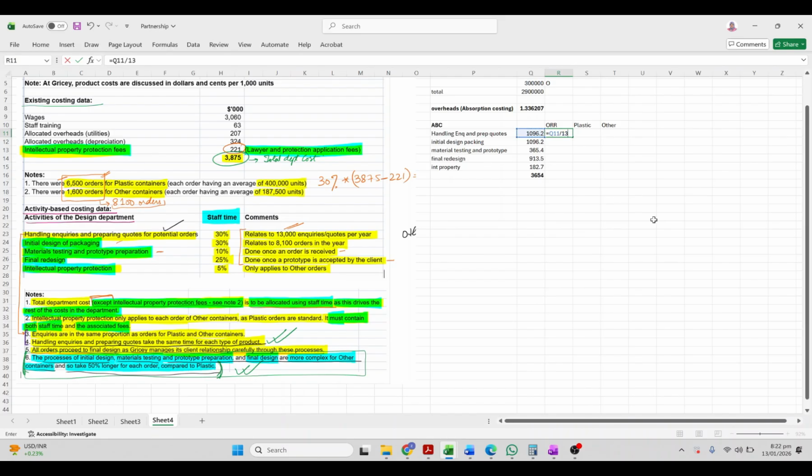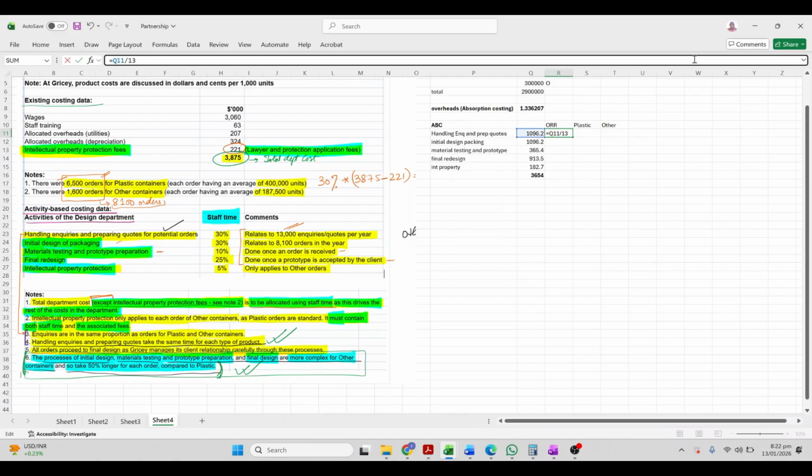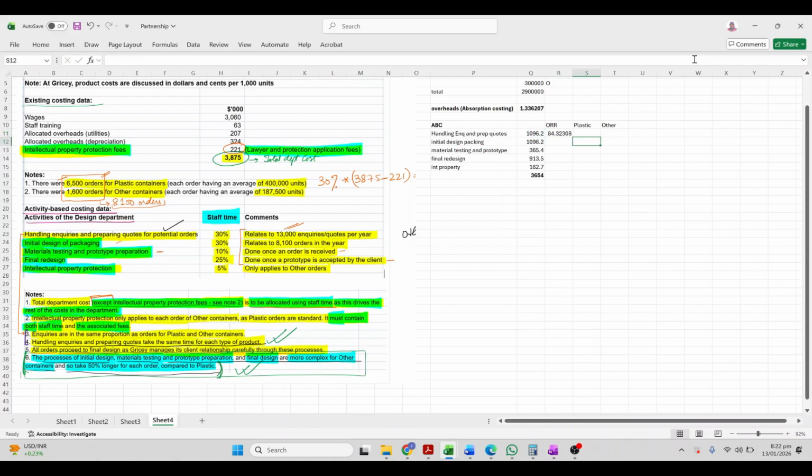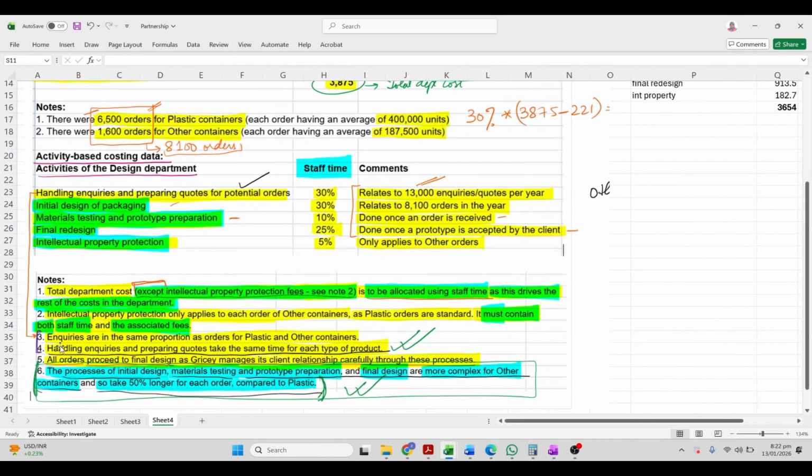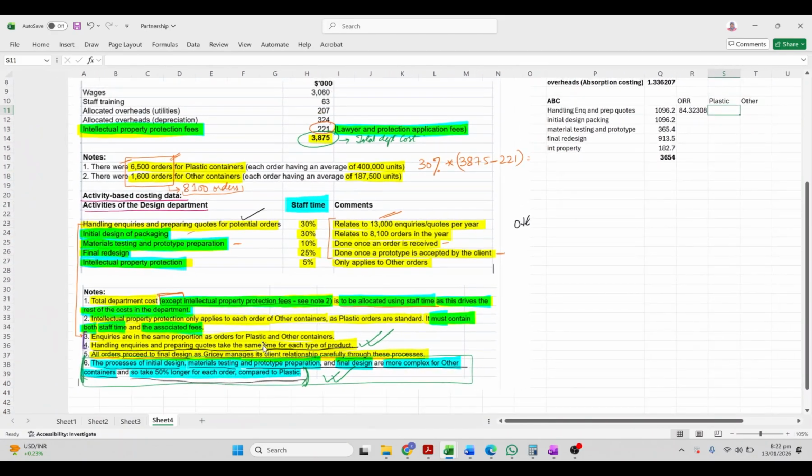You can divide it by 13, you can divide it by 13,000, up to you, right? We can divide it simply by 13 because the original figure is in thousand. So let's do it in this way, right? This is the number per order, and then the question says that it relates to 13,000 inquiries. So 13,000 inquiries are here, and they are saying that inquiries are in the same proportion as orders for plastic and other containers, right? So this is point number three.